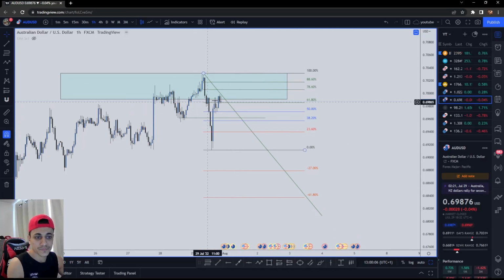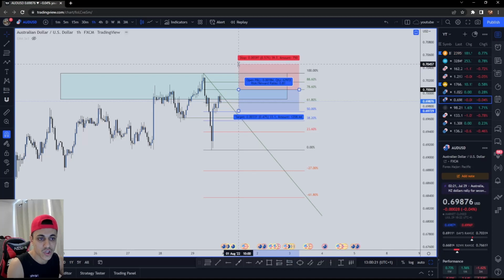So let's say now you're waiting for something to happen, and you're waiting for a nice bearish engulfing and all that stuff. Let's say this bearish engulfing happens right around the 78.6, then you can simply take your short position, enter. Stop loss would be just above the highs, a little bit further.